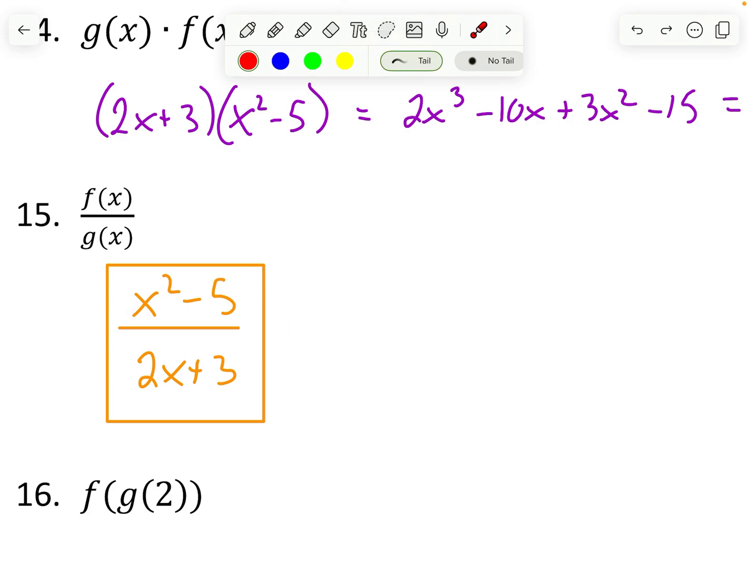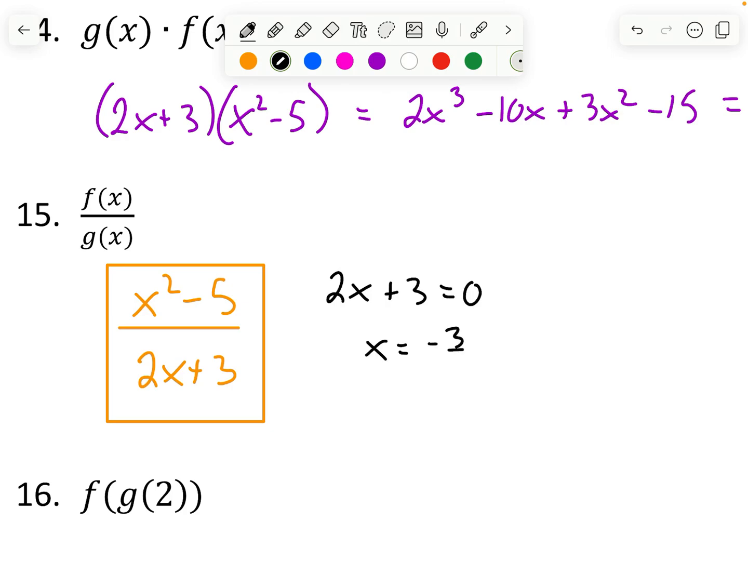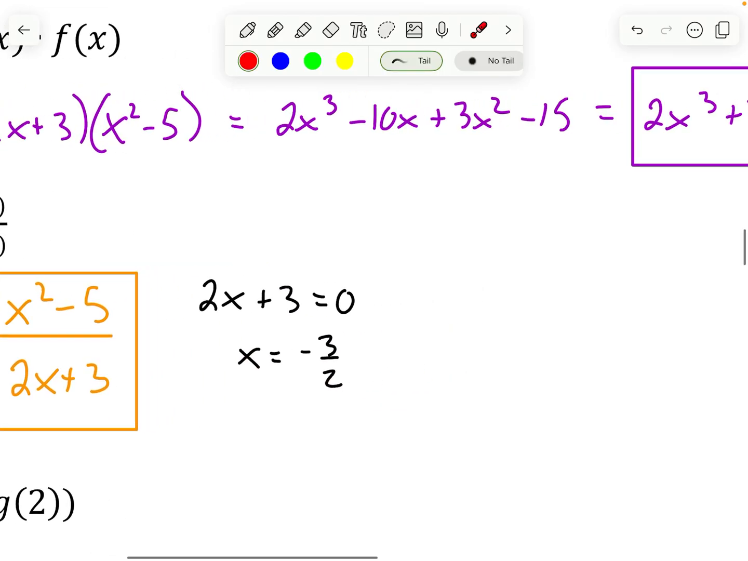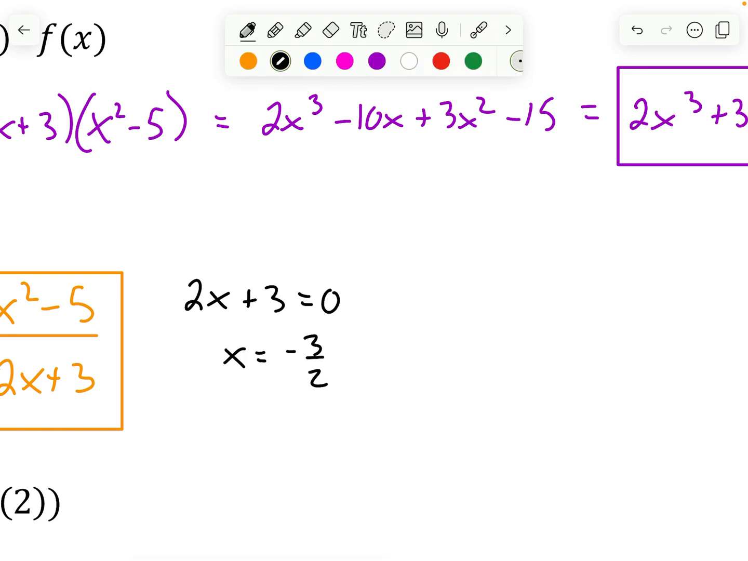And then our domain, we're not allowed to divide by 0. So set the bottom equal to 0 to find what x is not allowed to be. So we find x equals negative 3 halves from that, which means x is not allowed to equal negative 3 halves. And so in interval notation, that's negative infinity to negative 3 halves, union negative 3 halves to infinity. And that's our domain.